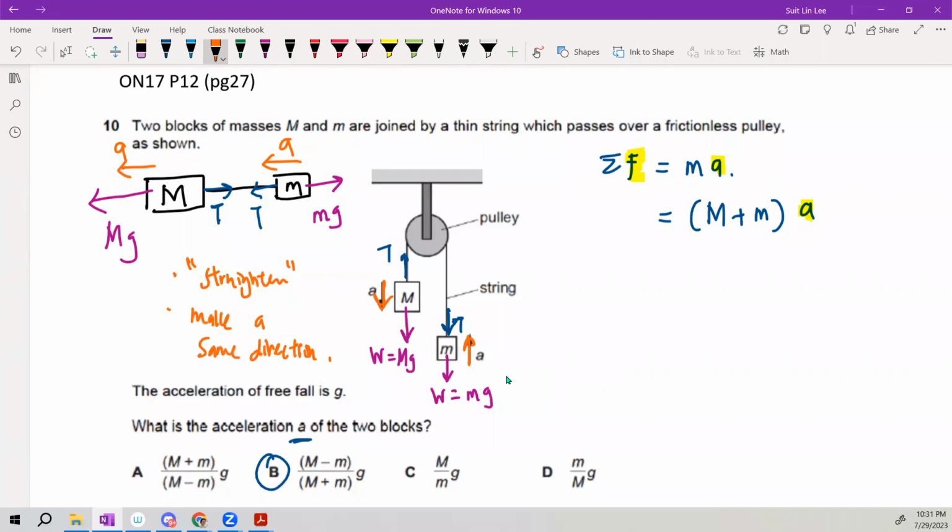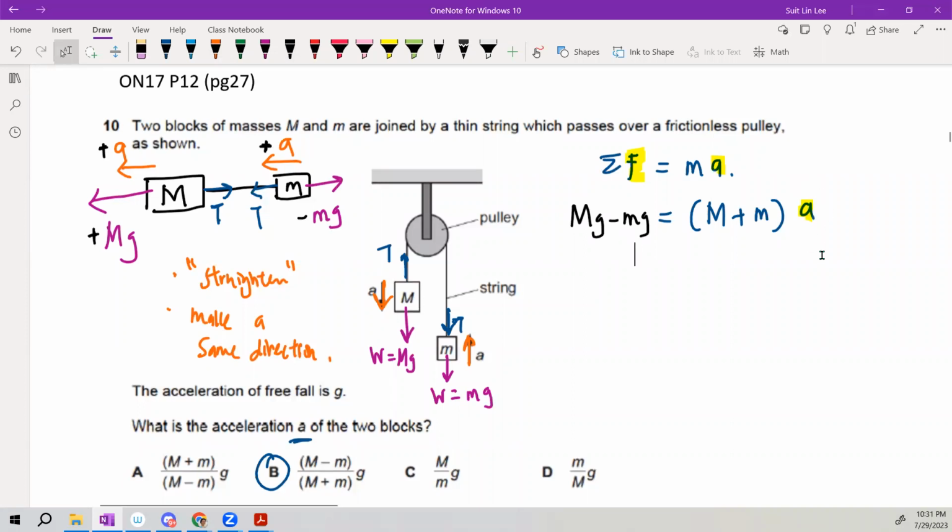This allows me to use the force equation a bit better. So let's say I take the direction of A as positive, meaning this one is positive and this is negative. So this is Mg minus mg. If you take the right side as positive, then please put a negative in front of this A.